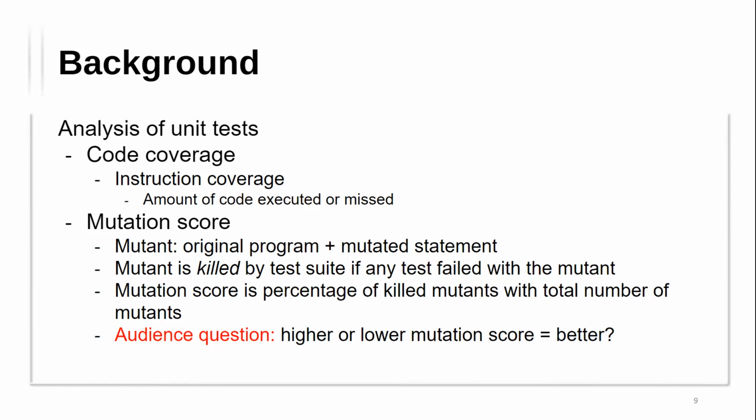Okay, the answer is actually a higher mutation score is better. The idea behind this is that when you make a random change to the program, most likely you will break the test. So the higher your mutation score, the more sensitive your tests are to random mutations in your program. And so the more robust your test is, the more robust your program is, in a sense.